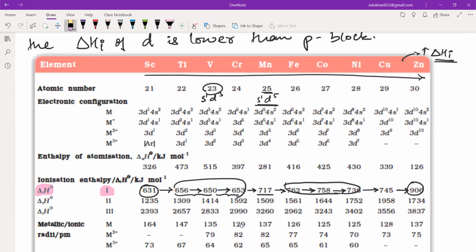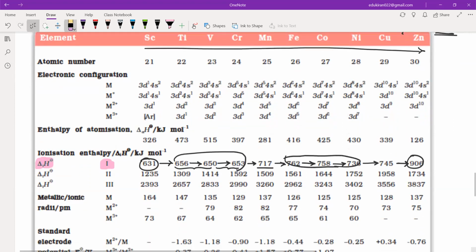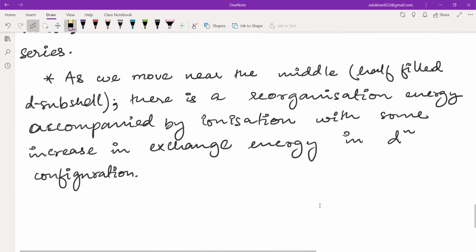Then again, we see that there is a decrease. Because if I remove 1 electron from Fe, it is going to be s1 and there will be d6. So now what happens? One of the electrons from the d shifts to s, making it s2 and d5. So that type of exchange energy is possible in Fe. That is why we see a decrease. Now you can see that 717, then we have 762, and then 758. So this decrease is due to that. Most of the time, the decrease is due to the reorganization energy.